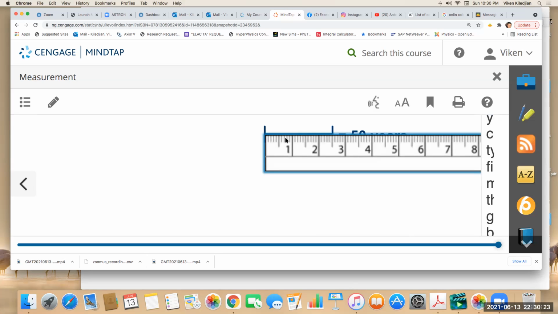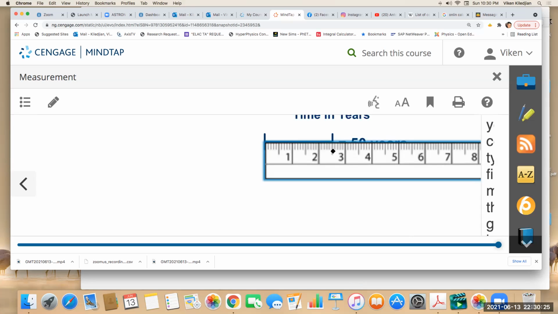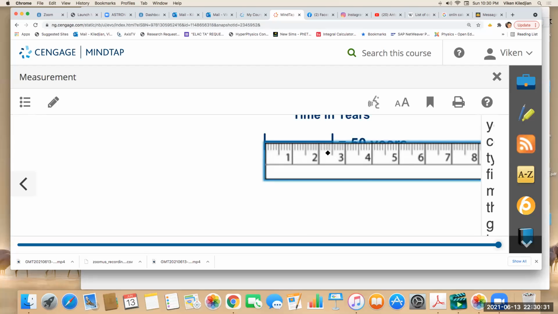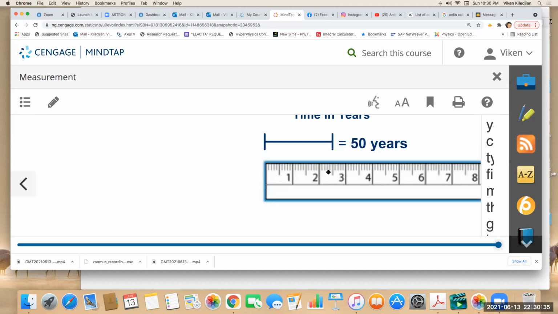So it looks like 2.5 centimeters is equivalent to 50 years, right? So then you take a snapshot of that. 2.5 centimeters is equal to 50 years. So then what would 1 centimeter equal, right? So then you can show the work for that. If 2.5 centimeters is 50 years, what would 1 centimeter be?